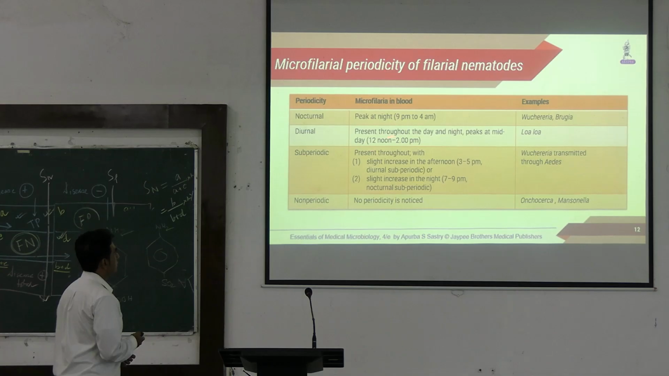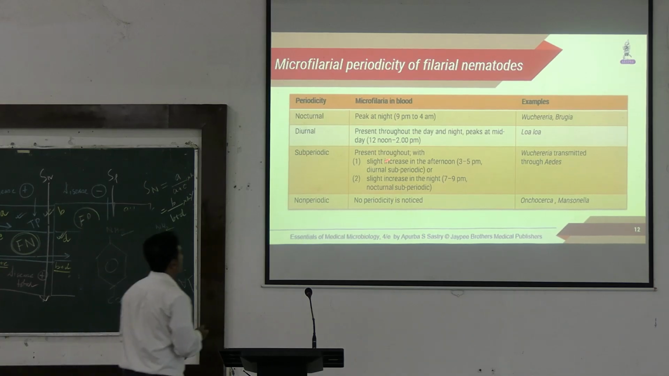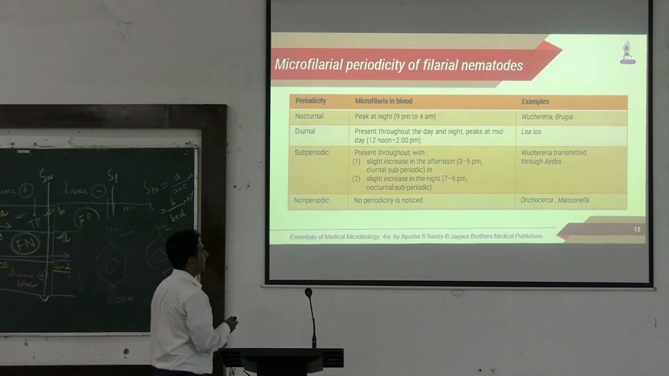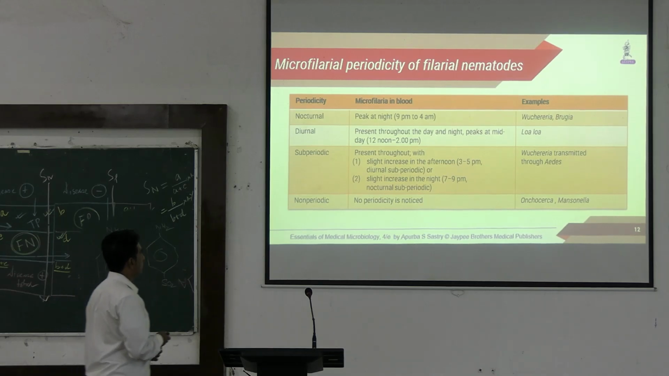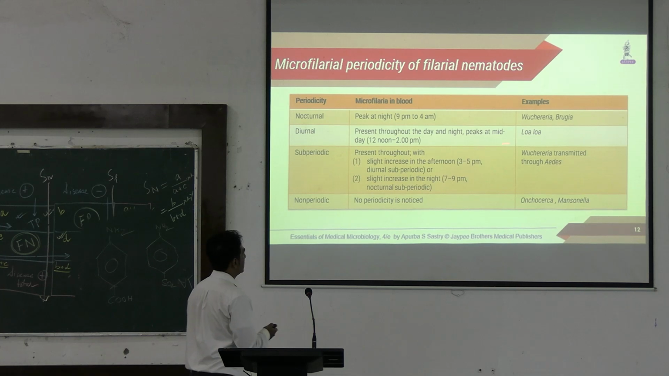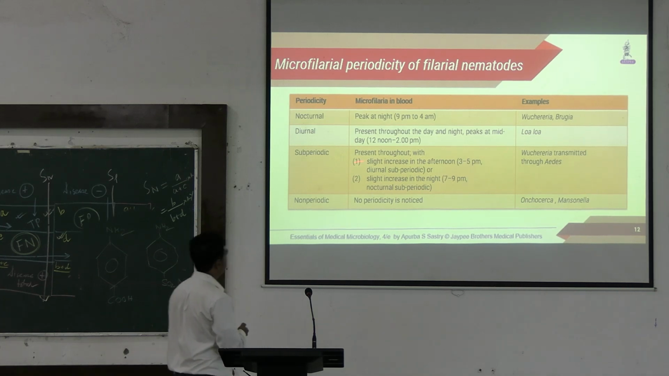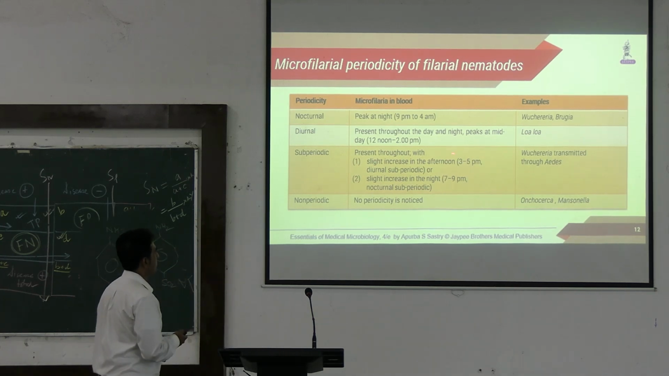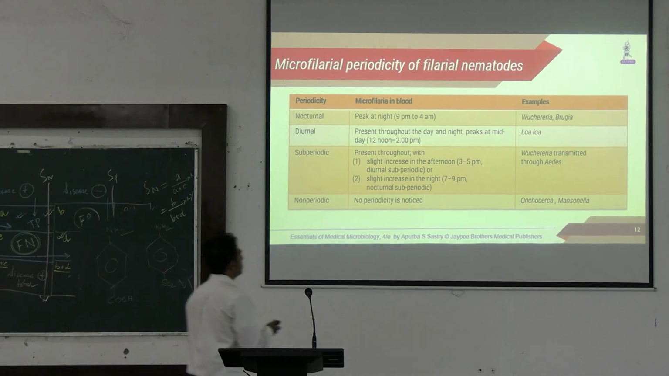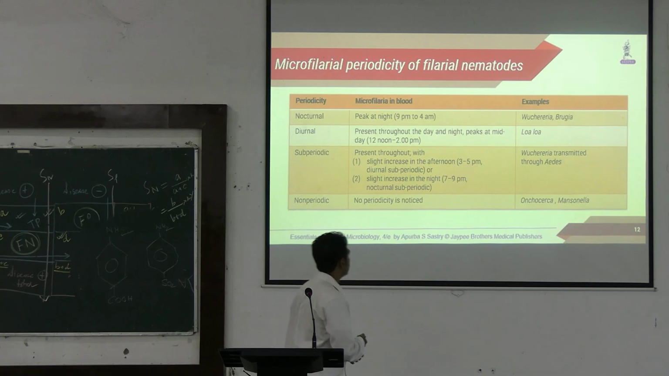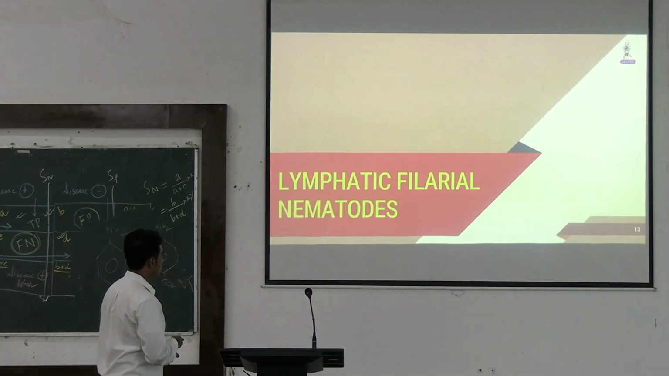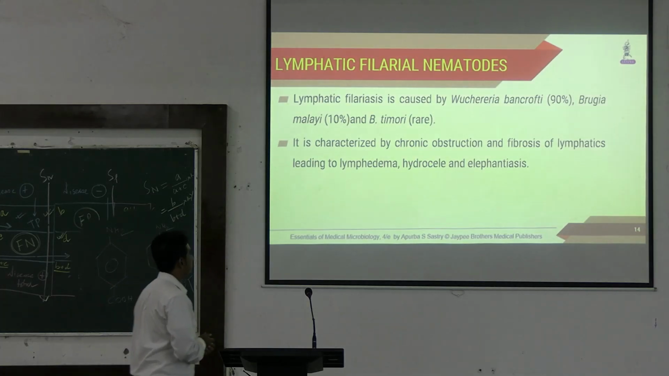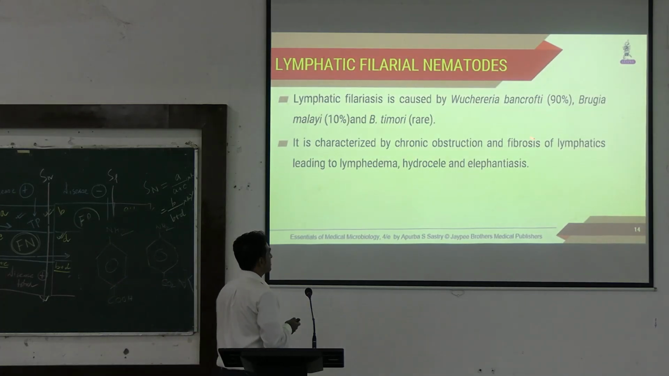In nocturnal periodicity, the peak microfilariae is found at night from 9 p.m. to 4 a.m. like the Wuchereria and Brugia. Diurnal periodicity is seen throughout the day like in Loa, and subperiodic, they are present throughout, with a slight increase in the afternoon and the night. There is Wuchereria which is transmitted through the Aedes. So mainly the Wuchereria Bancrofti has a nocturnal periodicity and they are found in the blood at night from 9 p.m. to 4 a.m.